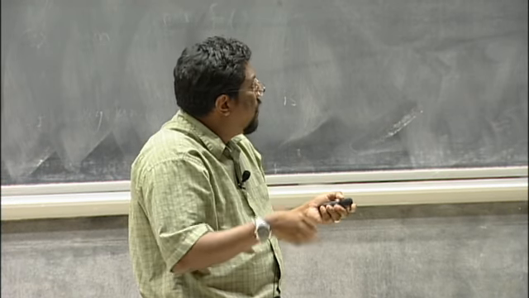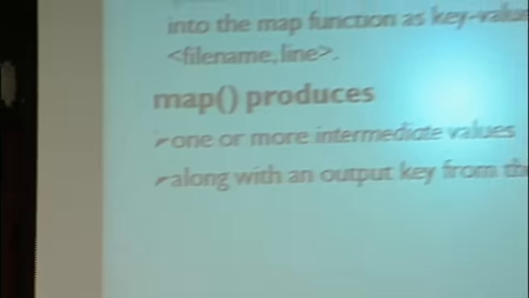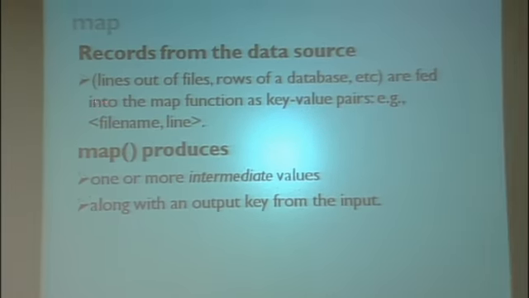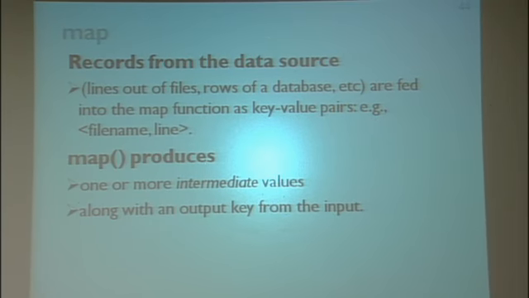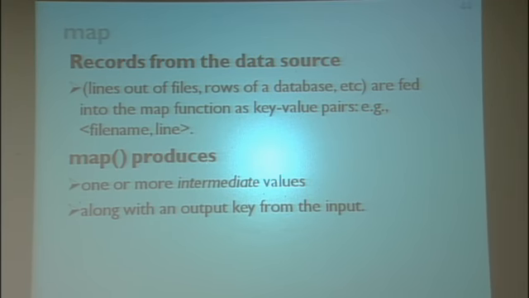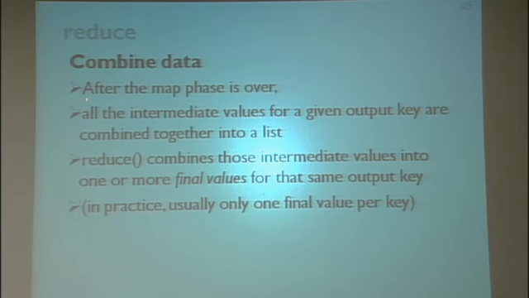Okay, so let's go through this a little bit more, digging deeper. In map, you get a huge amount of records from the data source, and they feed into this map function, which produces intermediate results, and the reduce function basically combines the data for the intermediate results. Let me give you an example. I think that will show you.